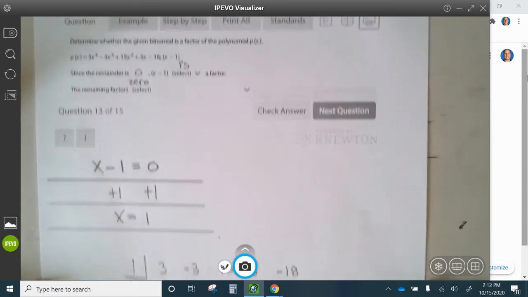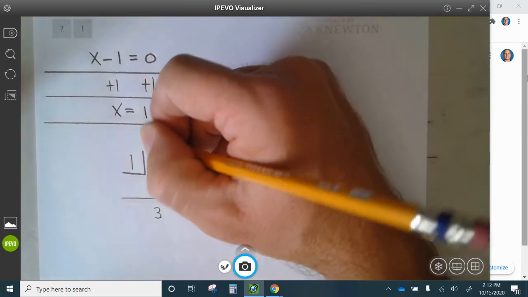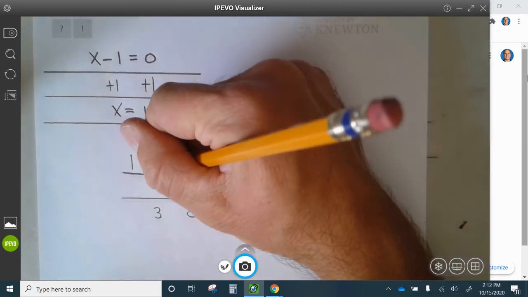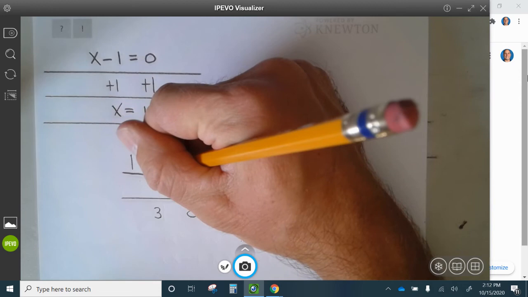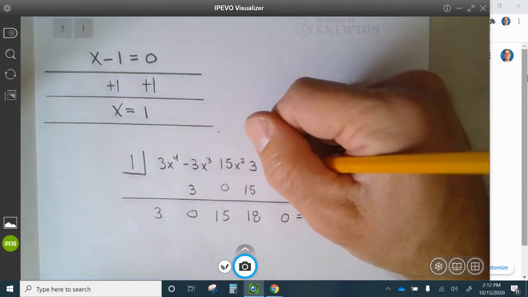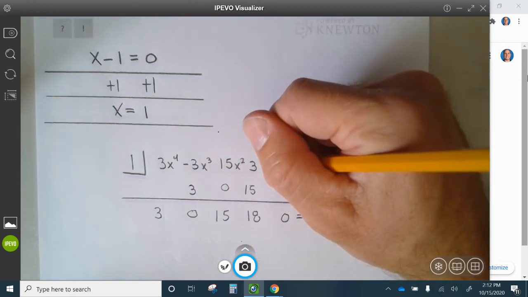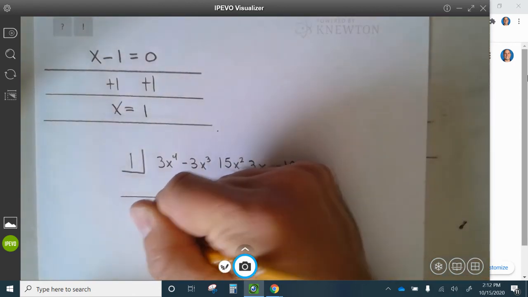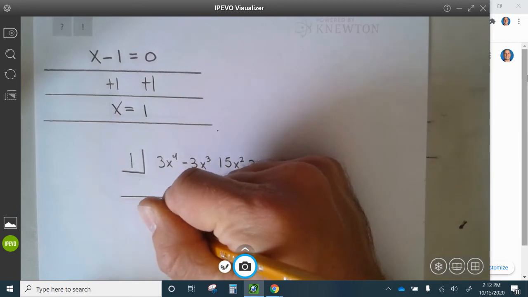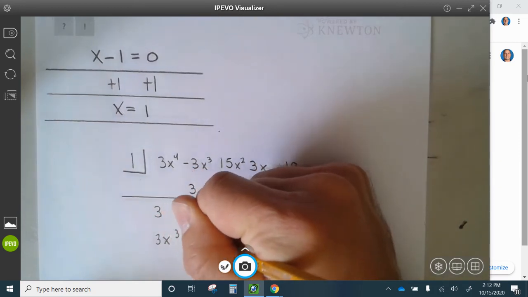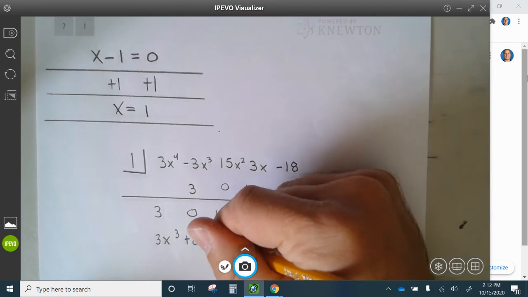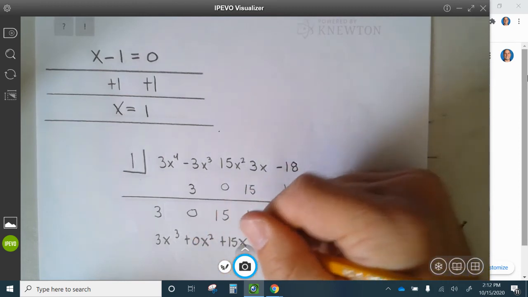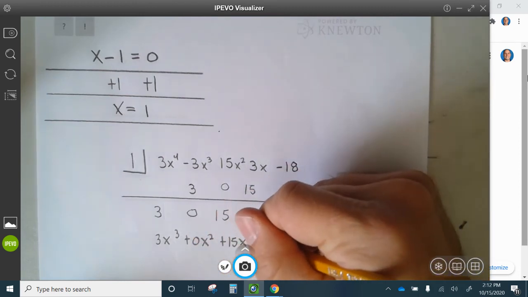Now to find the other factors, this was x to the 4th, this was x cubed, this was x squared, this was x, and now it's minus 18. So this becomes 3x cubed plus 0x squared plus 15x plus 18.